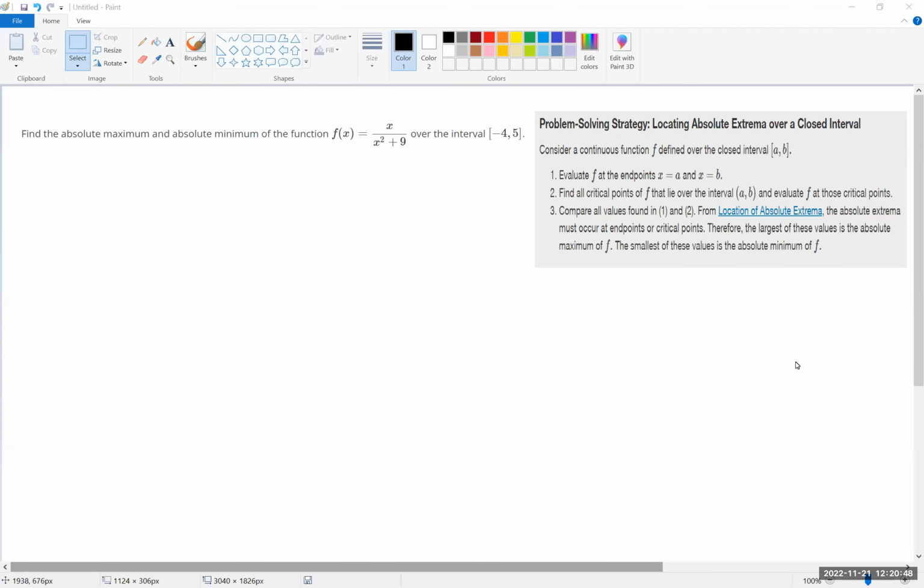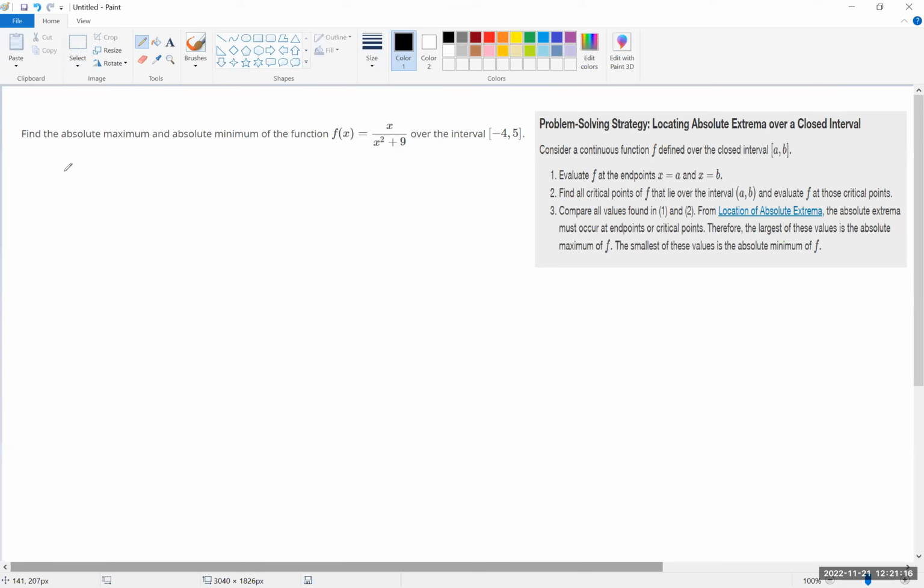This problem says find the absolute maximum and absolute minimum of the function f of x equals x over x squared plus 9 over the interval from -4 to 5. So we'll be using the problem solving strategy. It says number 1, evaluate f at the endpoints x equal a and x equal b. So we can go ahead and do that.